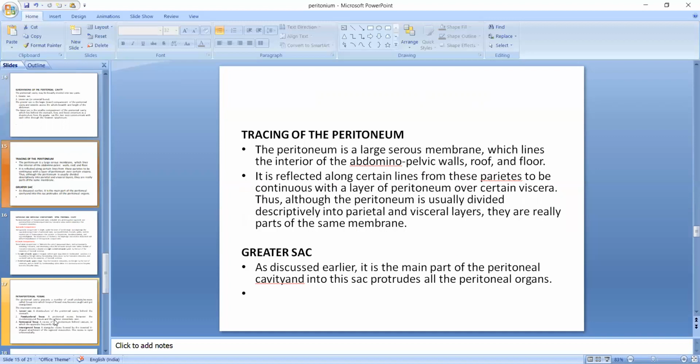Tracing of the peritoneum. The peritoneum is a large serous membrane which lines the interior of the abdominopelvic walls, roof, and floor. It is reflected along certain lines from these parietes to be continuous with a layer of peritoneum over certain viscera. Thus, peritoneum is usually divided into parietal and visceral layers, and they are really parts of the same membrane. Greater sac is the main part of the peritoneal cavity, and into this sac protrude all the peritoneal organs.